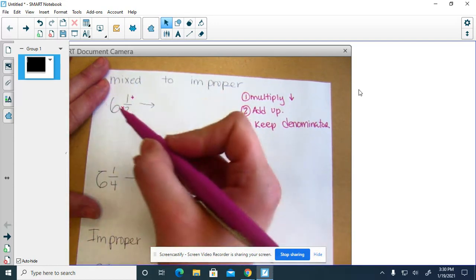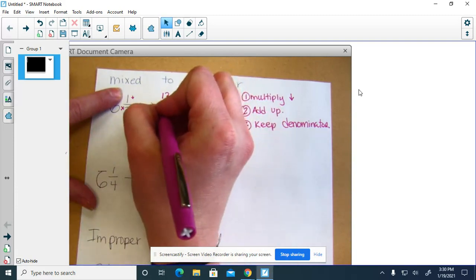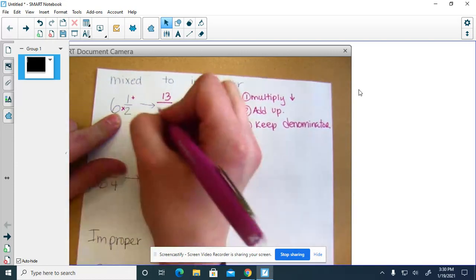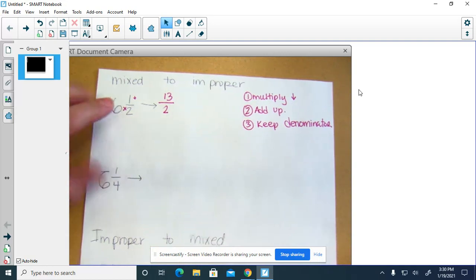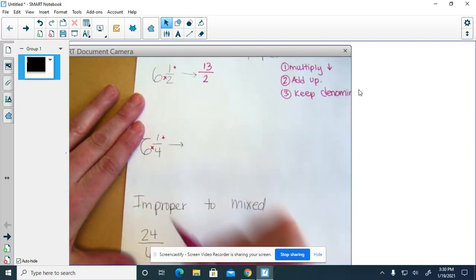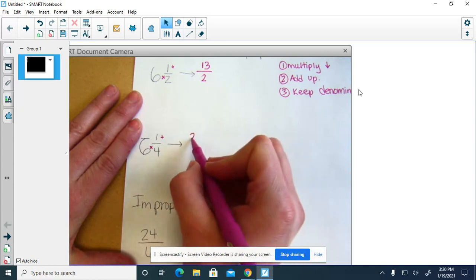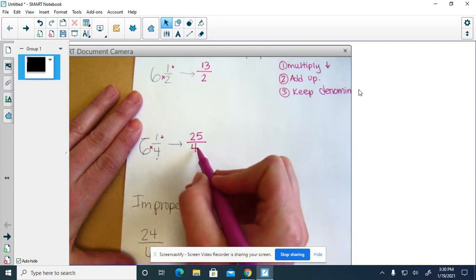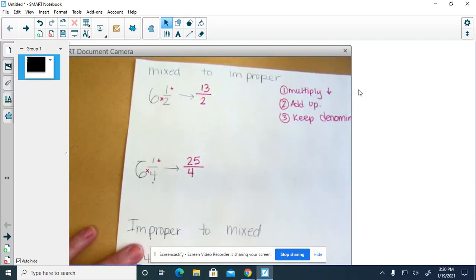Okay, so 6 times 2 is 12, plus 1 more is 13, so you have 13. And then you're going to keep the denominator, so the denominator here is 2, so it would be 13 over 2, that's 13 halves. Okay, let's look here. Same concept, we're going to multiply down, add up. 6 times 4 is 24, add 1 more is 25. We keep the denominator, which is 4, which is 25 fourths. Okay? That is from your mixed number to improper.